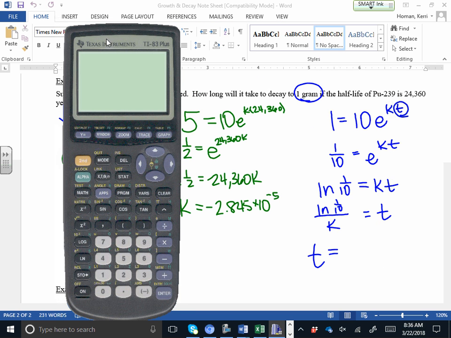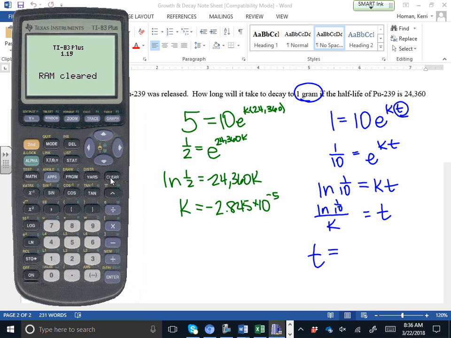And you don't actually need to do the store. I'm sorry to mislead you. If I have the natural log of 1/2 and I divide it by 24,360, that's my k value. So when I'm right here, I'm doing the natural log of 1/10, and I need to divide by k. Well, k is what I just put in my calculator. I can press second answer, and it recalls that number.